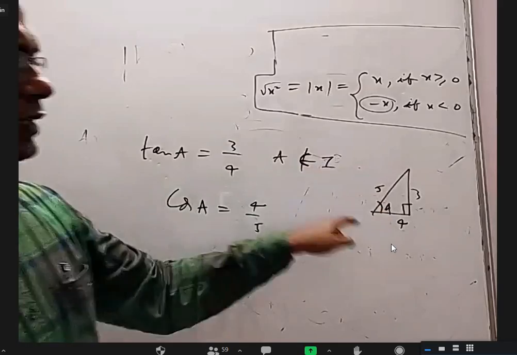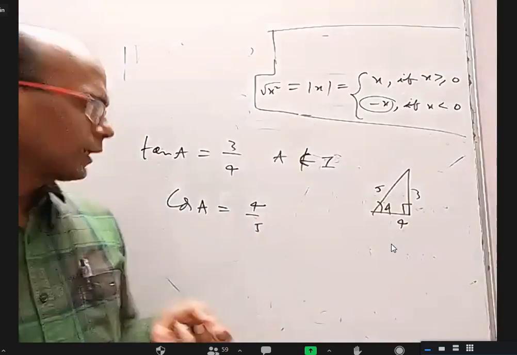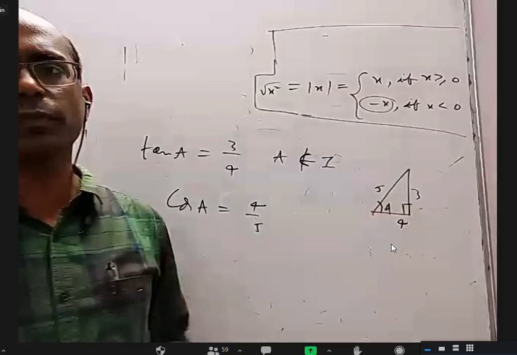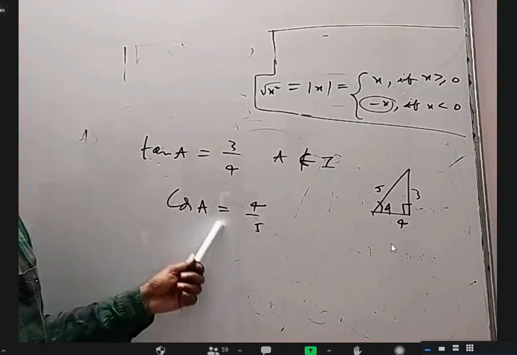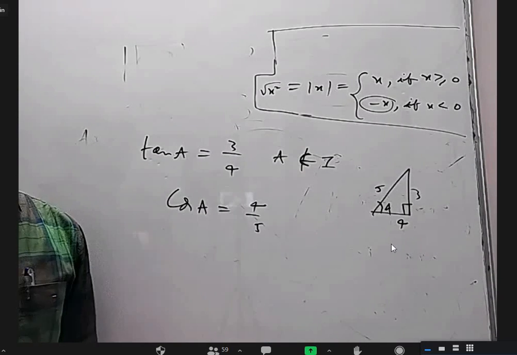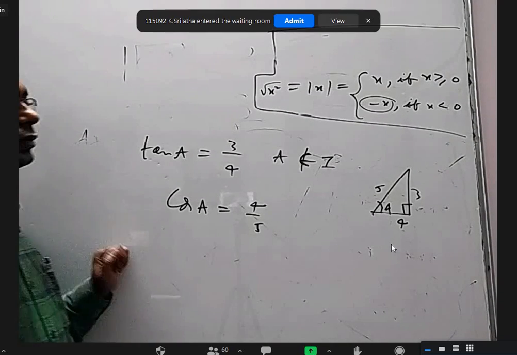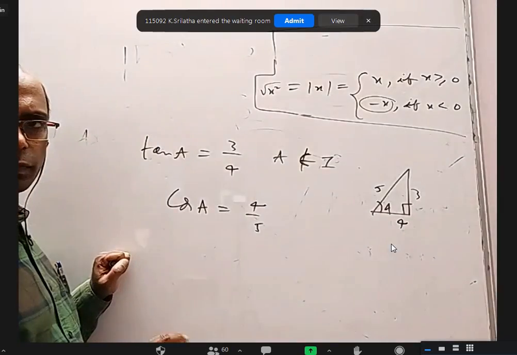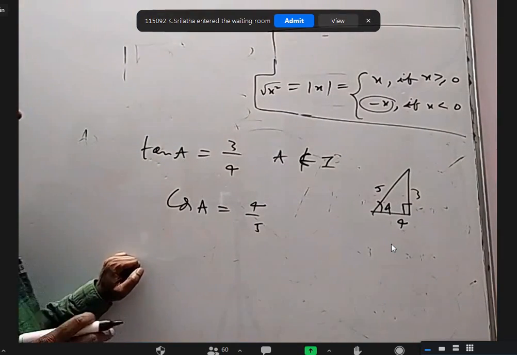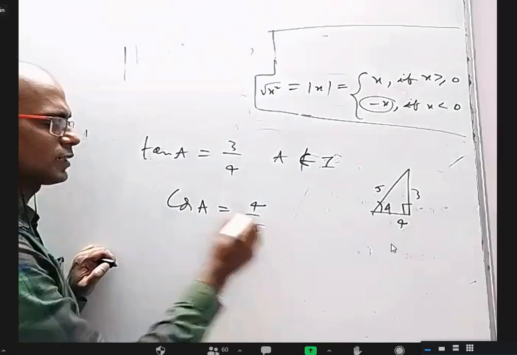Drawing the triangle is useful only to tell the number, the magnitude, but its sign cannot be determined from the figure. Is it plus or minus 4 by 5? Tan is positive other than in the first quadrant also in the third quadrant, where cos is negative. In the second quadrant, cos is also negative. So we can only say mod of cos A is equal to 4 by 5. Are we able to tell it is minus 4 by 5?